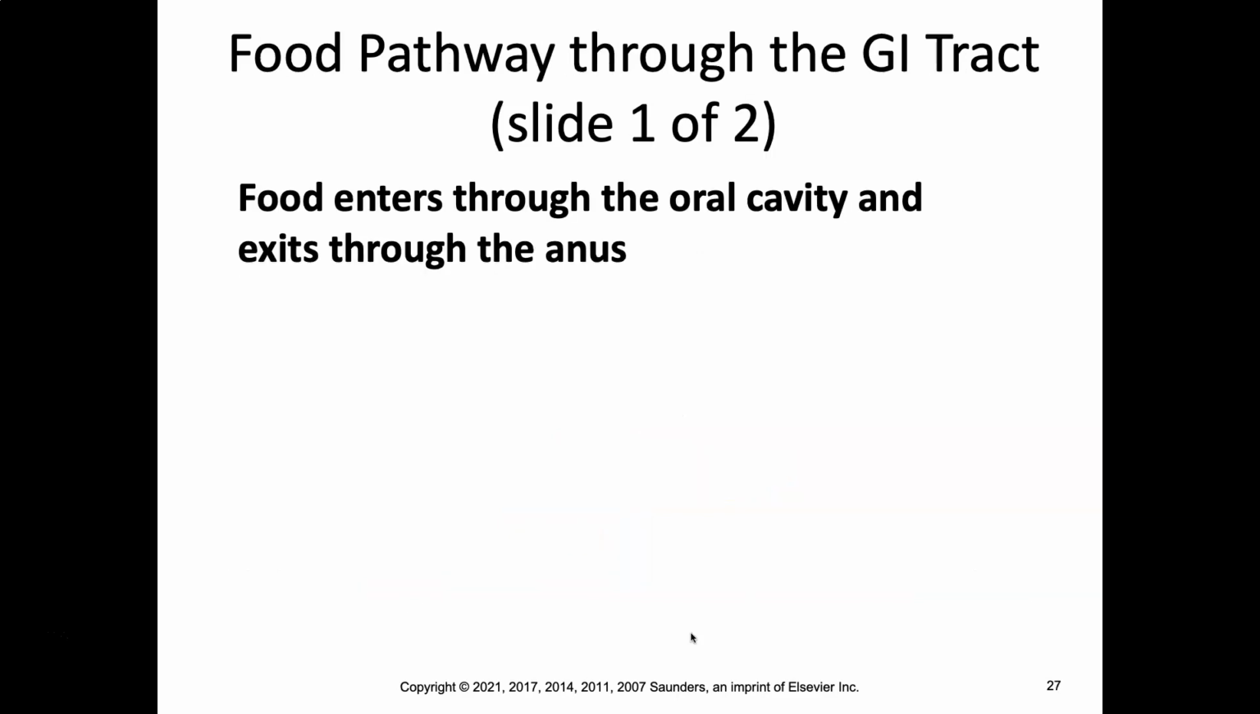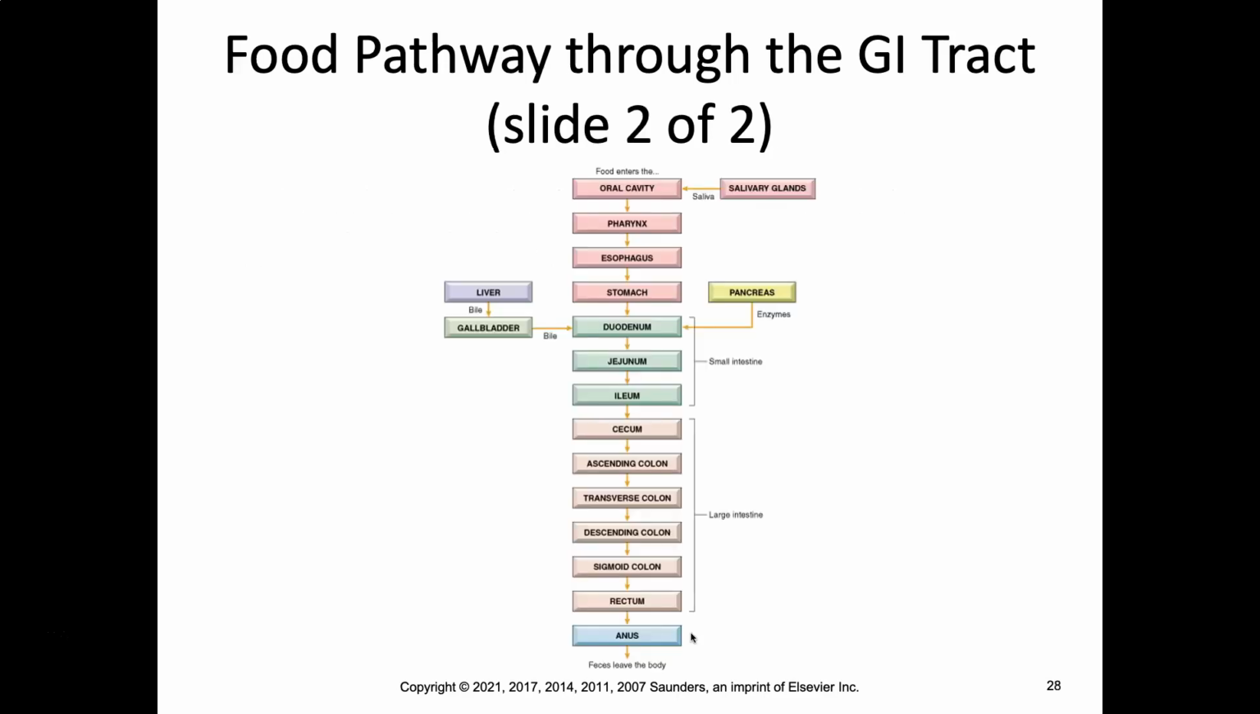Food enters through your oral cavity, exits through the anus. And this is a great visual. If you're someone who likes to see things in a formula type way or a flow process chart, this is great in terms of helpfulness. And you can see how the pancreas is releasing enzymes and the liver gives bile to the gallbladder, who then releases more bile into the duodenum during that small intestine process of pulling out nutrients.